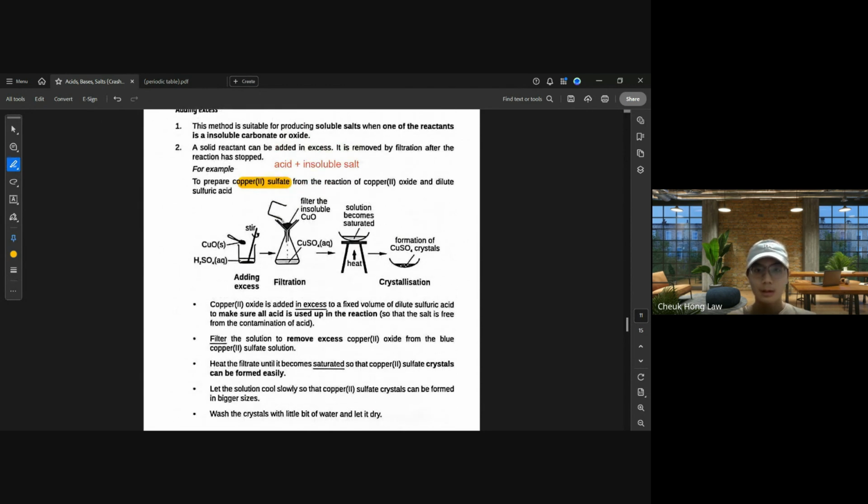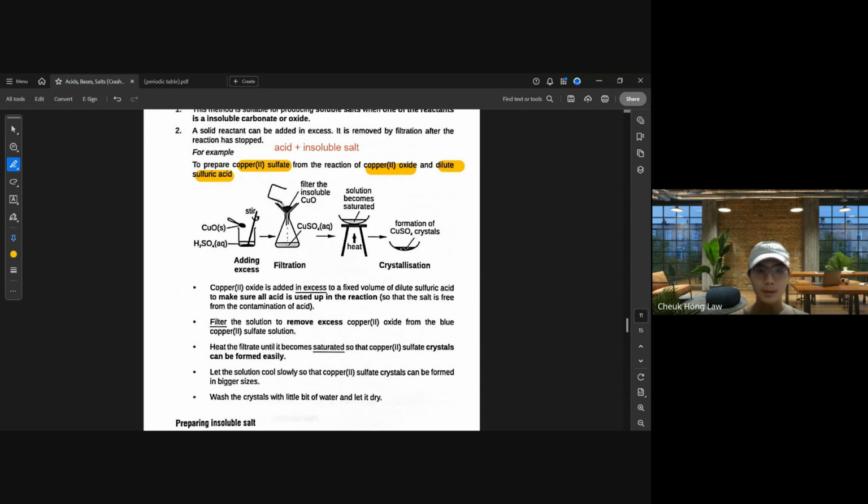If you look at the diagram here from left to right, I'm going to go through this now. First, you have a beaker, then you add the two reactants in. The reactants we're using here today are copper 2 oxide and dilute sulfuric acid. We have an acid, which is dilute sulfuric acid, and we have an insoluble salt, which is copper 2 oxide.